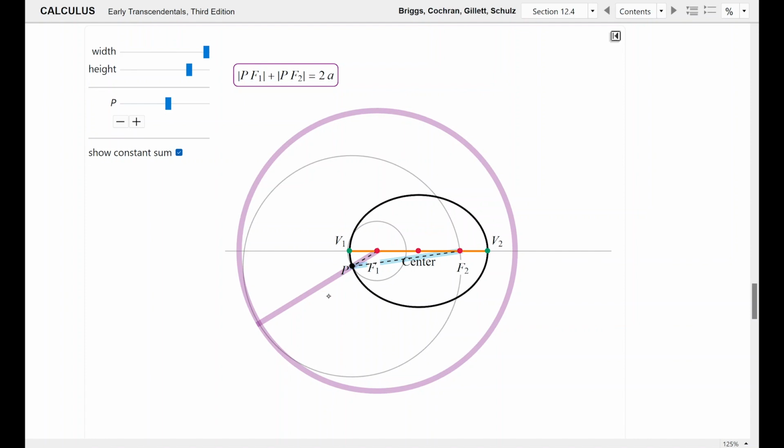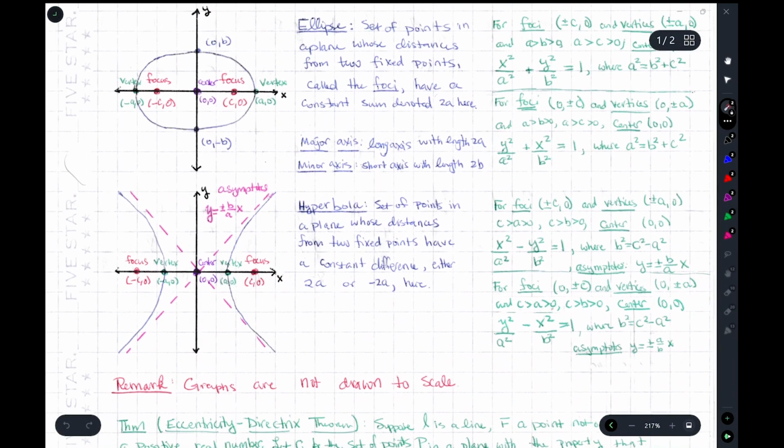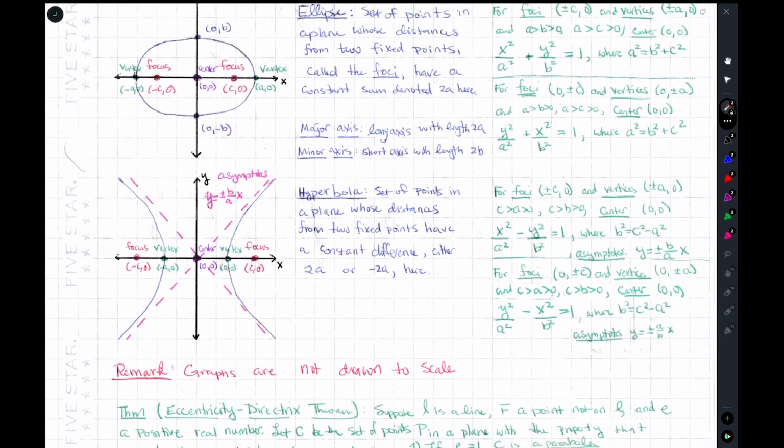Okay, and finally let's talk about the hyperbola. Okay, and what is the hyperbola? Well, it's the set of points in a plane whose distances from two fixed points, these foci, have a constant difference, either 2a or minus 2a. And for this hyperbola here to the left, we have this basic equation.